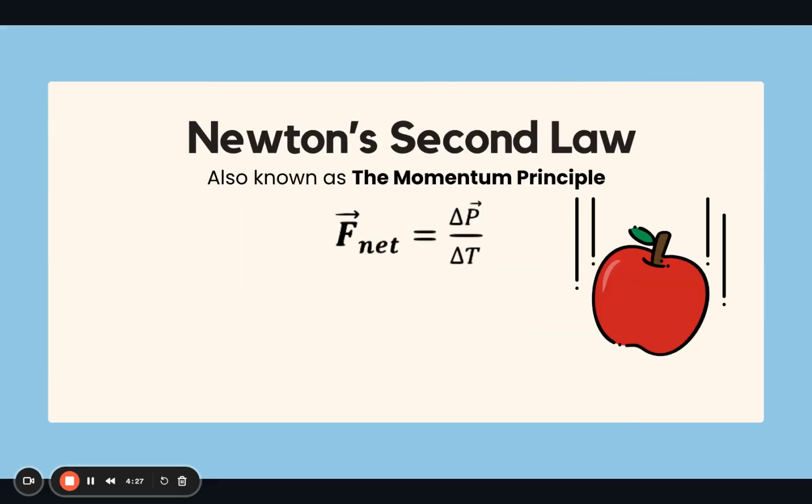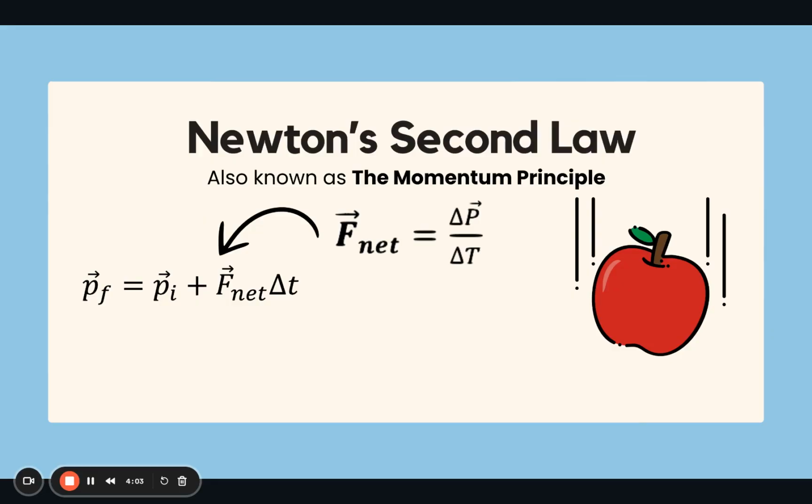Newton's second law is also known as the momentum principle, and what it basically states is that the net force on an object is equal to the change in momentum of the object over the change in time. If you derive this formula, you can generate the momentum update formula, shown here: the final momentum is equal to the initial momentum plus the net force times delta t.